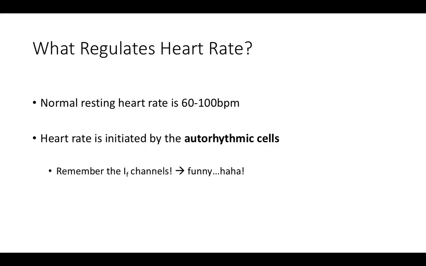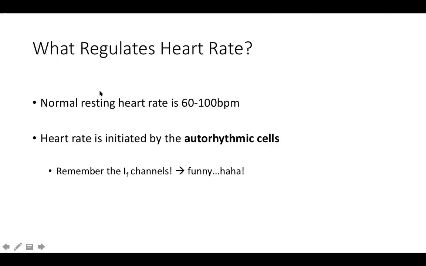So there's a few things that we need to talk about in terms of what will regulate heart rate. A normal resting heart rate in an average adult human is 60 to 100 beats per minute. Notice that I said adult. Kids have a much higher heart rate, and infants even have a higher heart rate. The heart rate is initiated by those autorhythmic cells, those ones that are going to automatically create the action potential. If they're going to create action potentials faster, the heart rate goes up. If they initiate action potentials slower, the heart rate goes down.